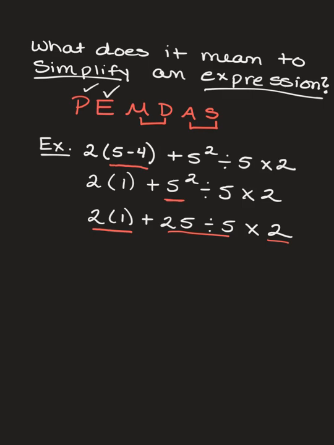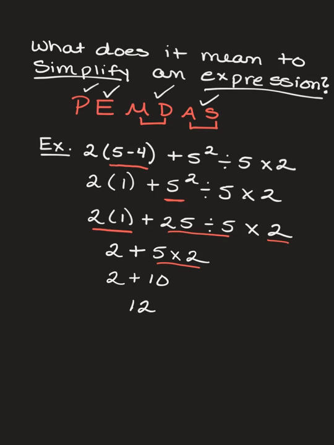So going left to right, 2 times 1 is 2, plus 25 divided by 5 is 5. And I haven't taken care of that multiplying by 2 yet. I'm going to do that next. So again, I still have some multiplication and division to do right here. And so I'm going to do that. 2 plus 10, and my final answer now. Now I move on to addition and subtraction. So we did the multiplication and division. Now I'm going to move on to addition and subtraction, and my final answer is 12.